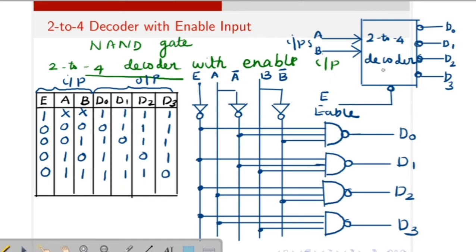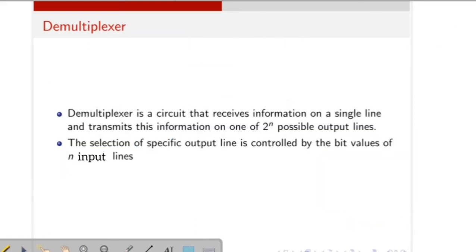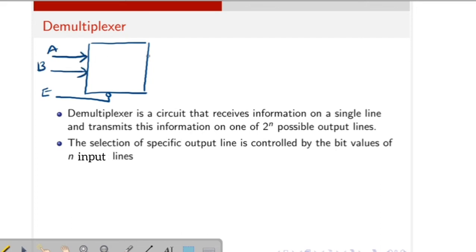A decoder with enable input can function as demultiplexer. That is, demultiplexer is a circuit that receives information on a single line and transmits this information on one of the 2^n possible output lines. That means in the case of a 2 to 4 decoder, here we have the enable input, then 2 inputs AB and 4 outputs. Okay, outputs are complemented. This is the 2 to 4 decoder.